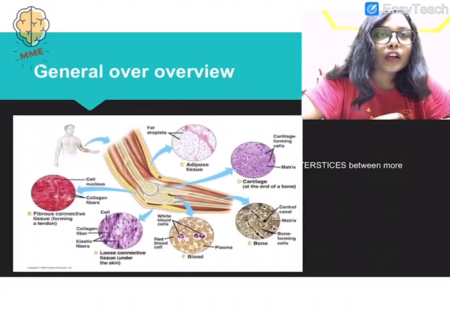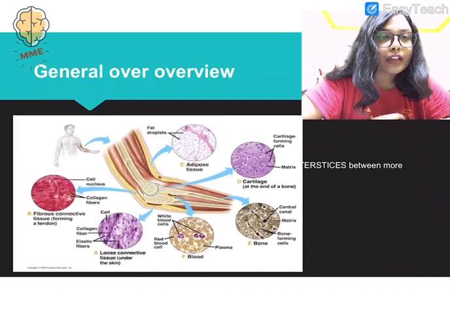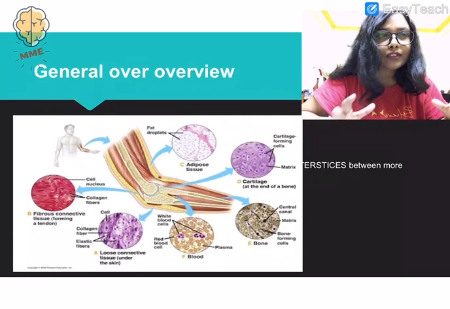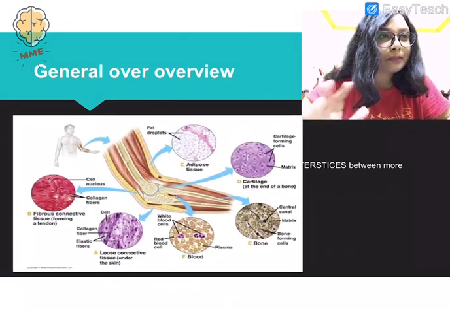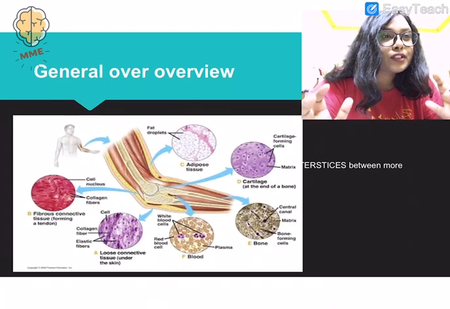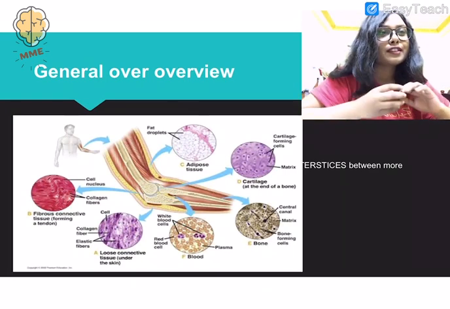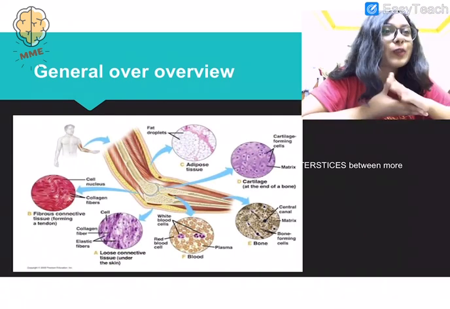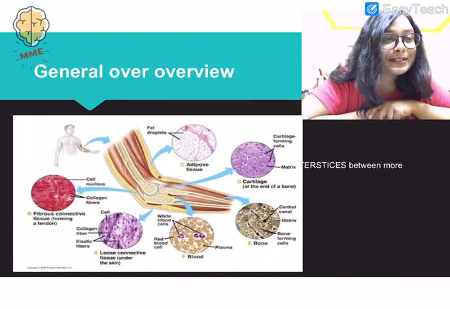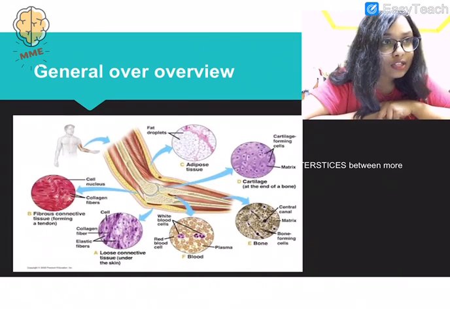So first of all, what is a tissue? If we see a general overview, then connective tissue is like bread and butter. Connective tissue is just like that butter, which is filling the interstices between those bread parts. Here in the body we do not have bread, so it is filling the interstices between the specialized elements.